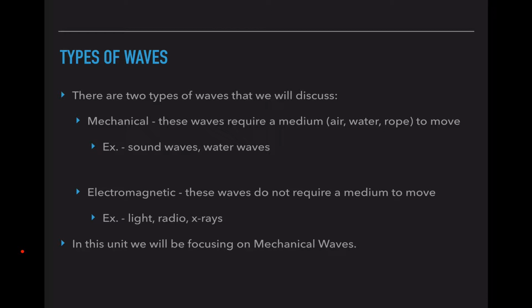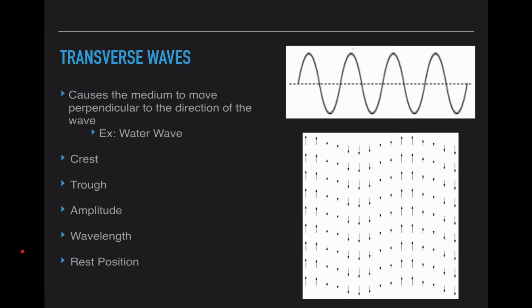The second type of wave is an electromagnetic wave. These waves do not require a medium to move, such as light rays. We get light from the sun even though there are no particles in space for the light to travel through. Radio waves are another example. We are able to talk to people on spacecrafts and space shuttles without actually having air particles between us because of radio waves. And X-rays. In this unit, we will specifically be focusing on mechanical waves only.